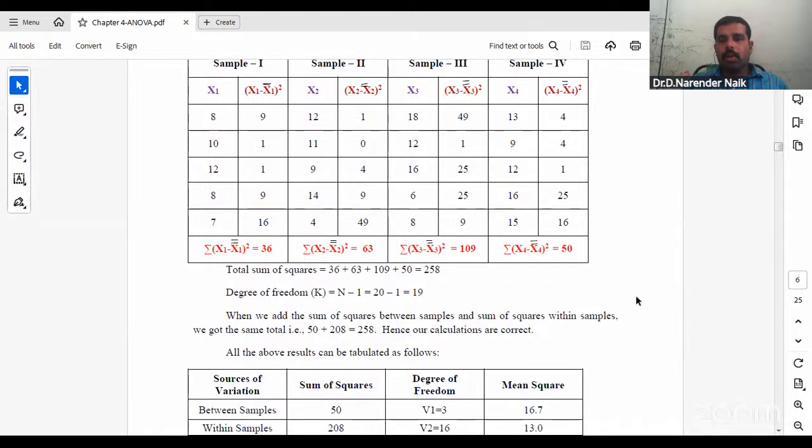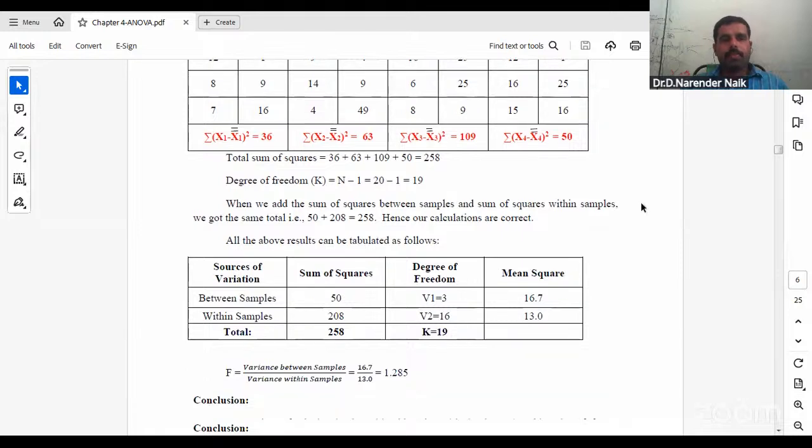After getting all the values, observe carefully. What table did we have? That is the specimen. According to that specimen, you have to interpret all the values: source of variations, between samples, within samples, sum of squares, degrees of freedom, mean squares. So observe carefully. This is the SSC value, and V1 is equal to 3 we got, and MSC divided by MSE, the mean sum of squares, is 16.7.